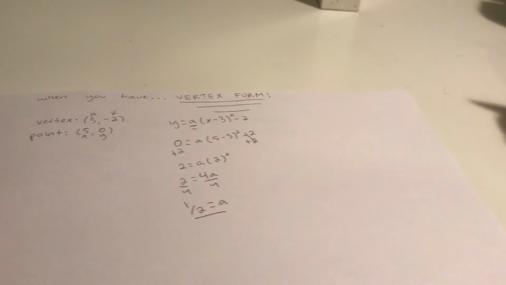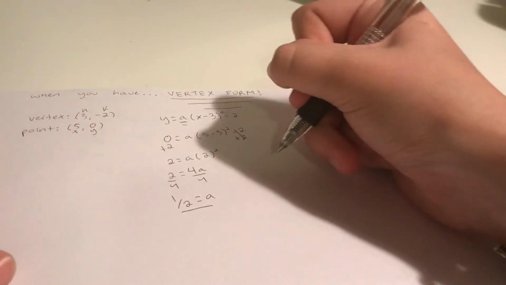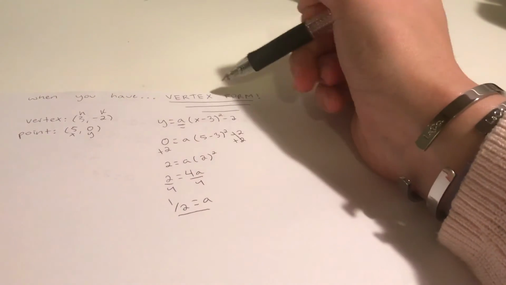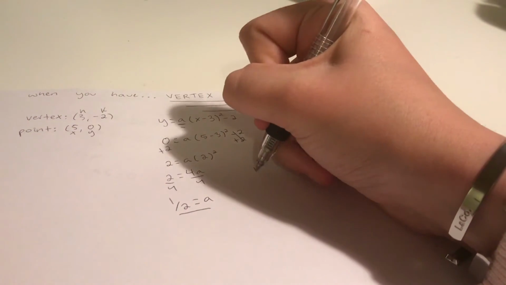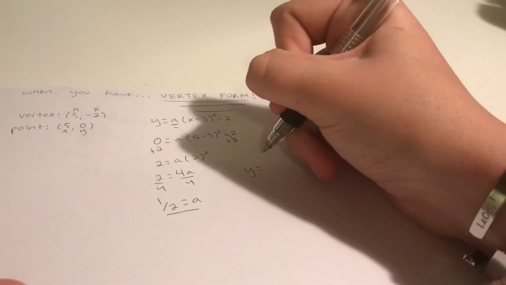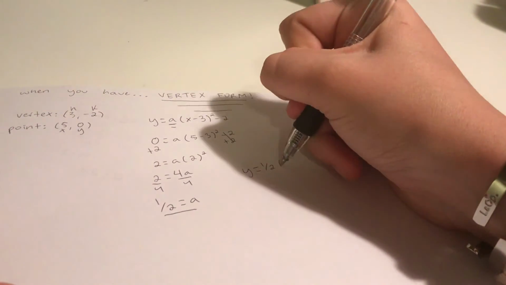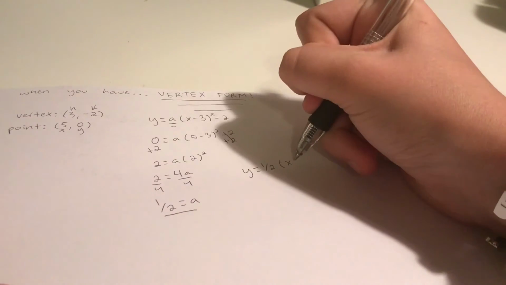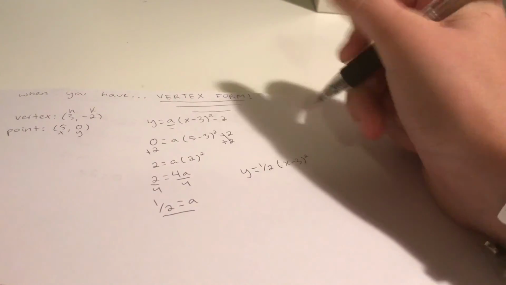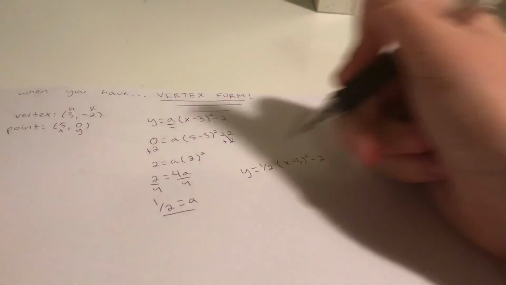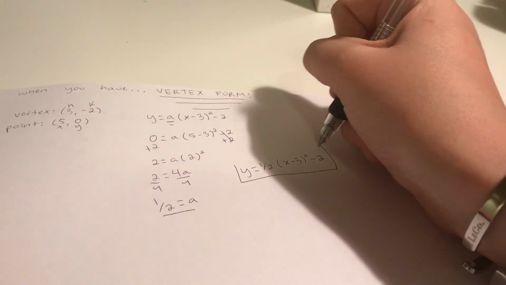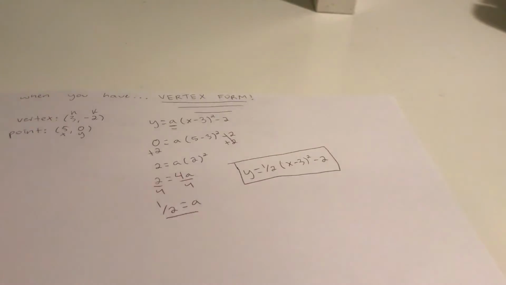So again, good for you. You found your a. And then you just want to plug it back into your vertex form equation. So you have y equals 1/2, which is your a, times x minus 3 squared, and then minus 2. And this is your answer. All right.